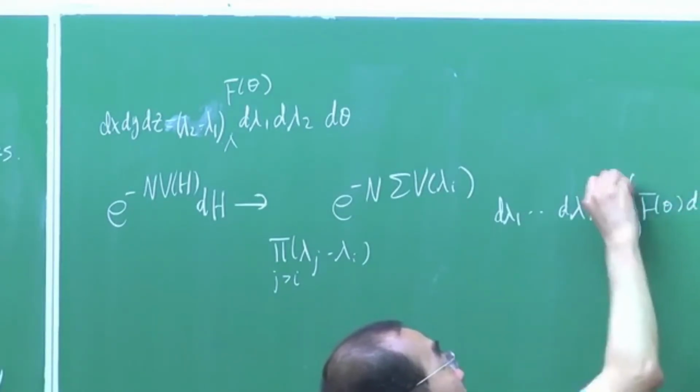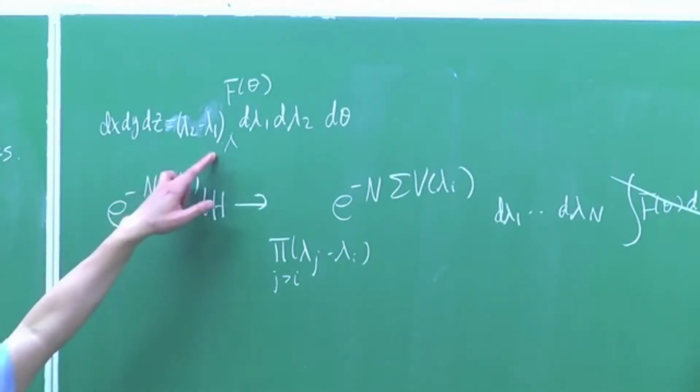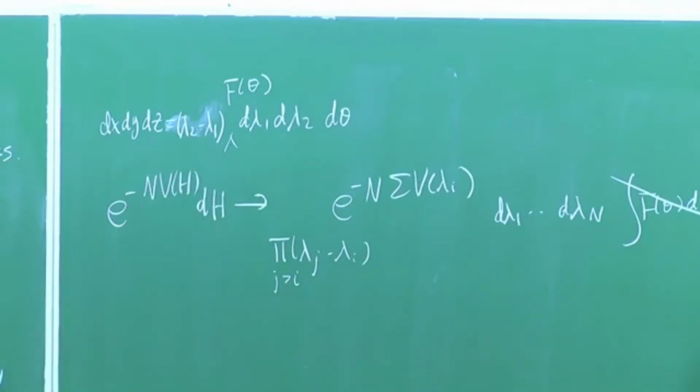But this I don't care. This you integrate out, it's just a constant. So it's quite easy. You just change your variable. All you have to check is you will find lambda 2 minus lambda 1 here. This is just a calculation. It just comes out this way.